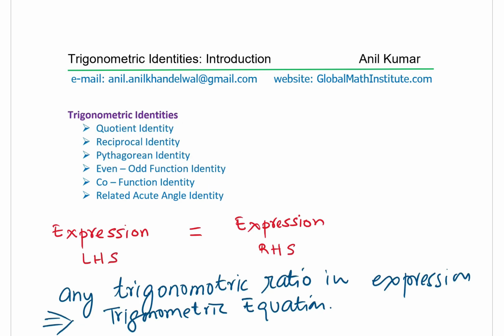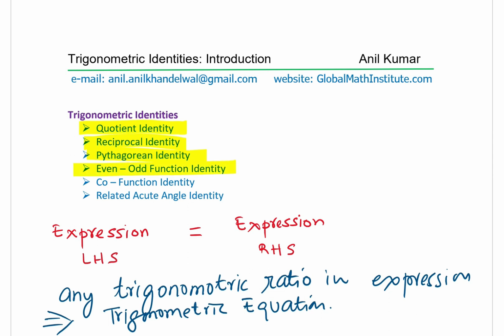So, coming back to quotient identities: tan theta equals sine theta over cos theta. Reciprocal identities: sine is the reciprocal of cosecant, cos is the reciprocal of secant, tan is the reciprocal of cotangent. We normally say it the other way, but both are true. Pythagorean identities: sine squared theta plus cos squared theta equals 1; 1 plus tan squared theta is secant squared theta; 1 plus cotangent squared theta is cosecant squared theta.